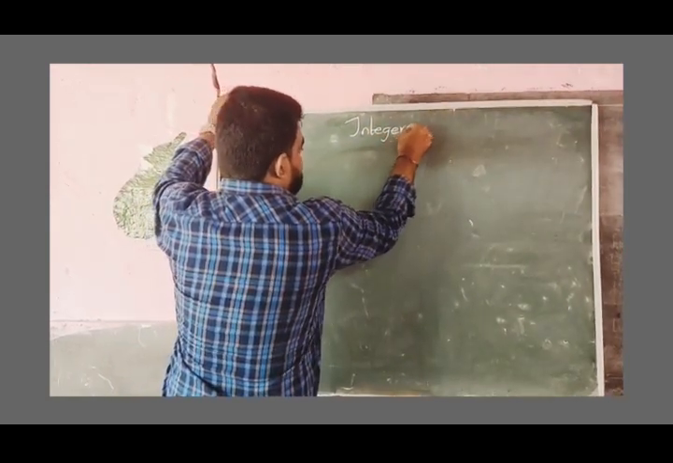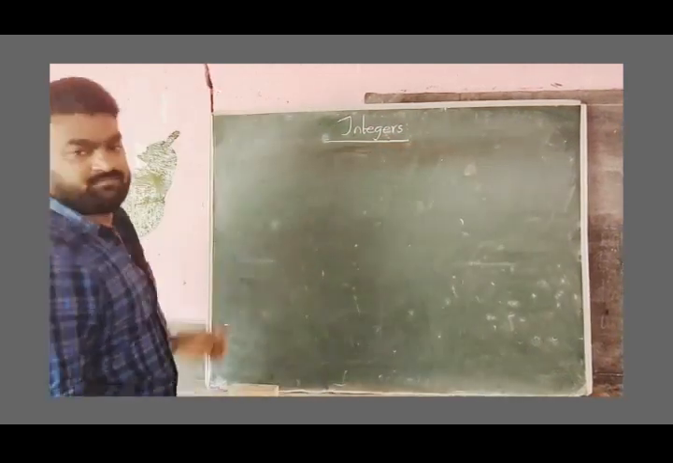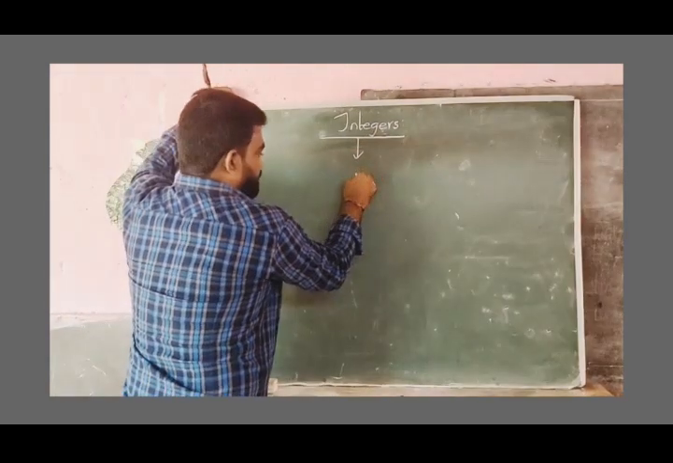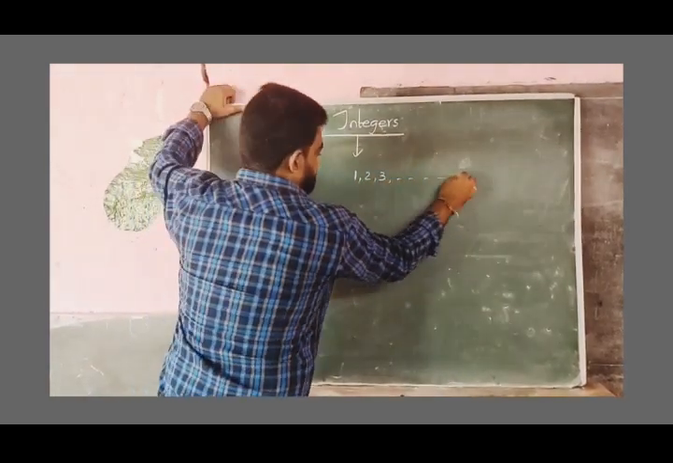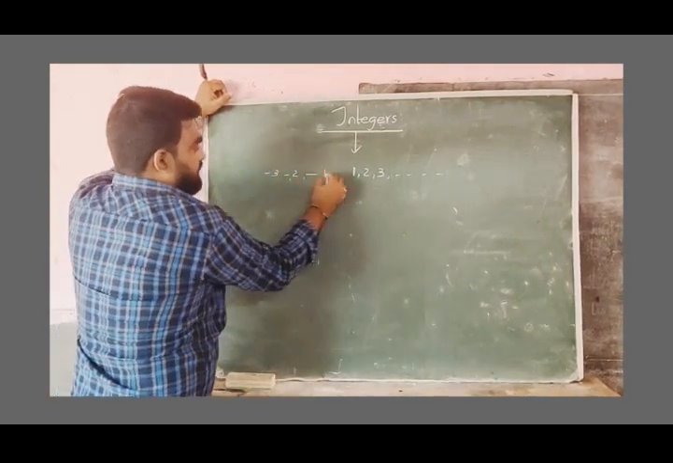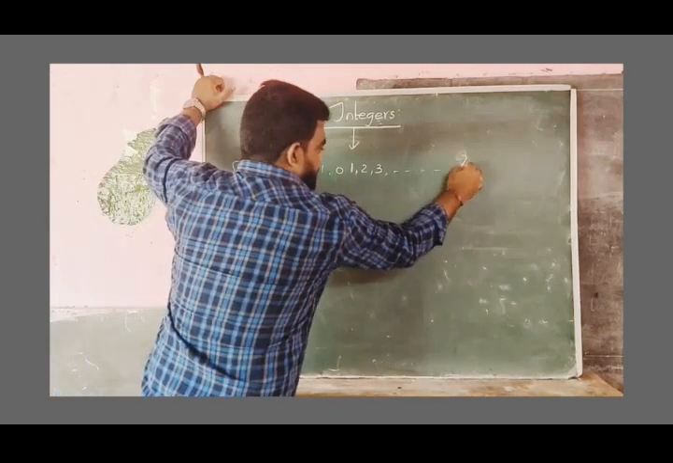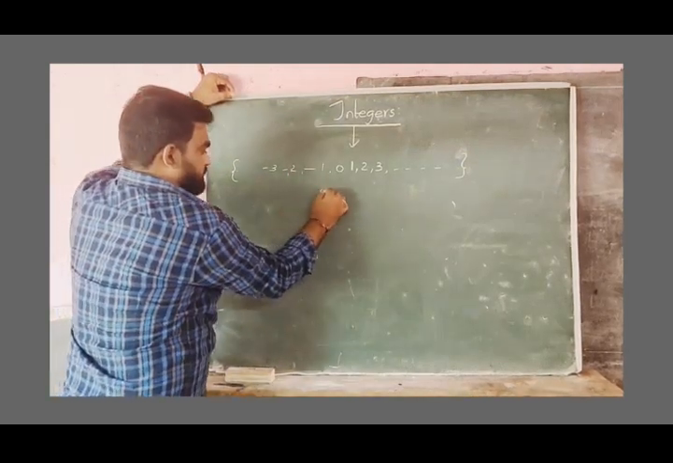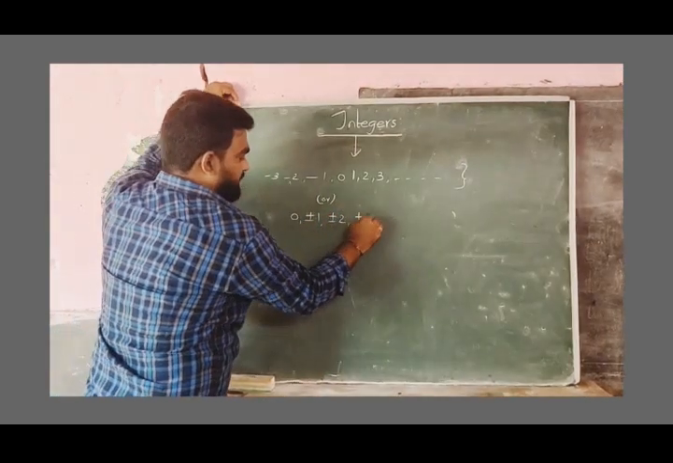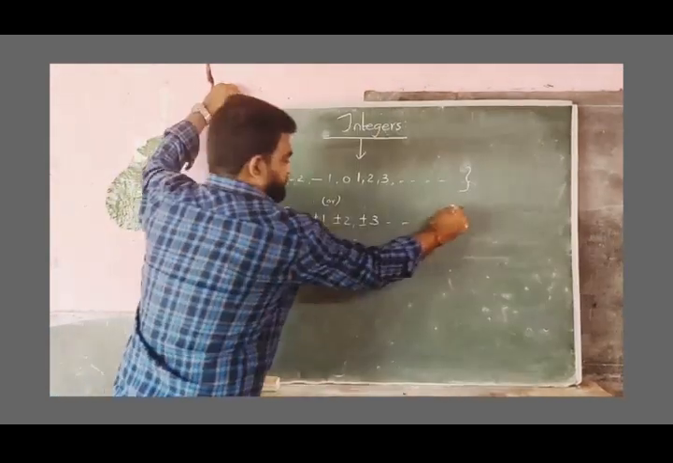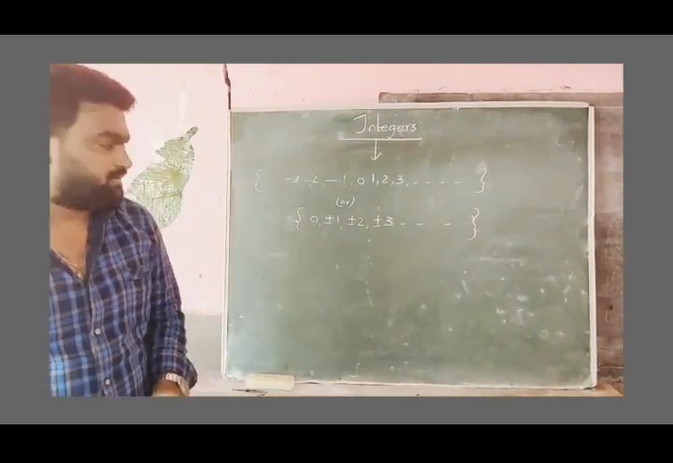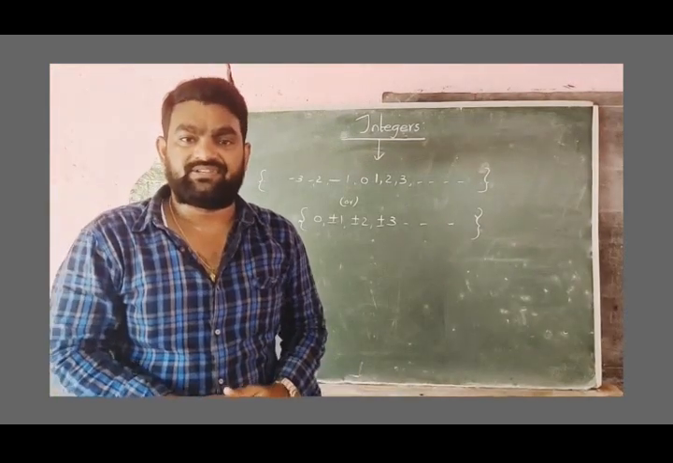Integers. Just to recall, the set of all positive and all negative numbers along with 0: 0, plus or minus 1, plus or minus 2, plus or minus 3 and so on are called the integers. So now I'll explain how to add the integers.